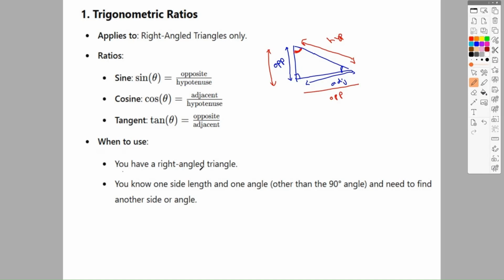So when to use it? When you have a right angle triangle and you know one side length and one angle other than the 90 degrees angle, and need to find another side or angle. We will explain all that in the coming examples.